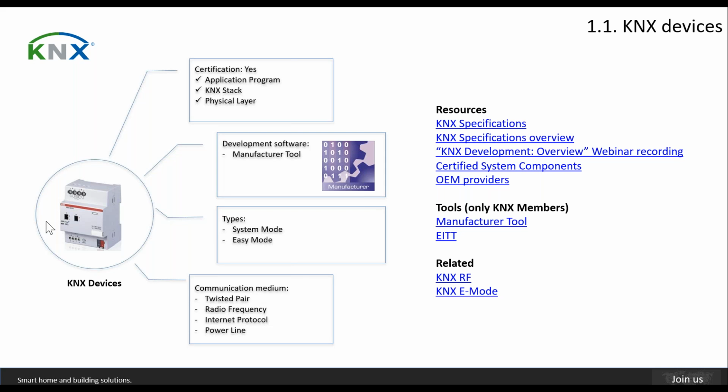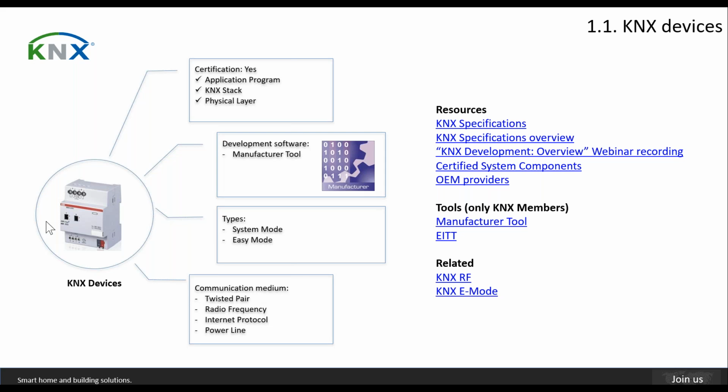Also, the specifications describe various physical layers that can be used, or communication media. Twisted pair, very popular in KNX, is a dedicated bus line. Radio frequency, which is currently being enhanced with new specifications coming. I'll also give you a few more hints about it.